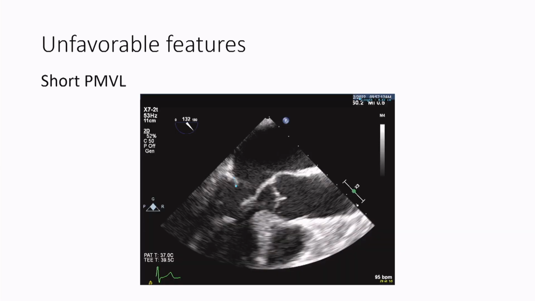And finally, a short posterior mitral valve leaflet, less than 6-7 millimeters, is really difficult, especially for early experience. The lowest we have done is 7, and really it was difficult to grasp during the procedure.